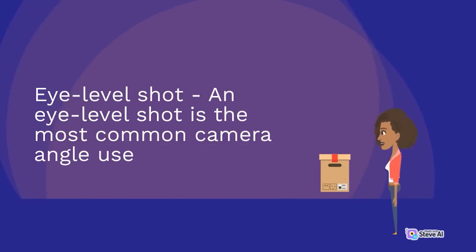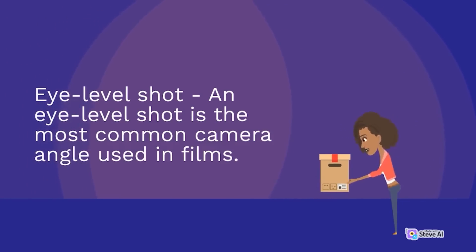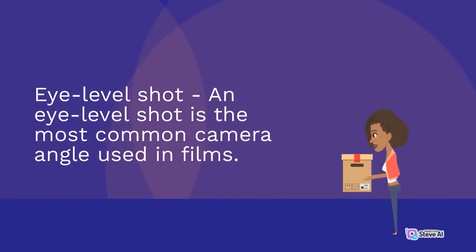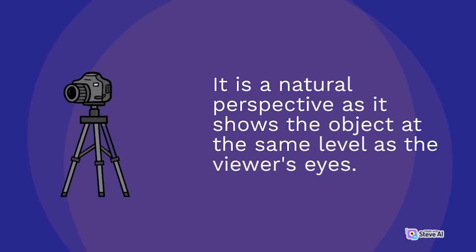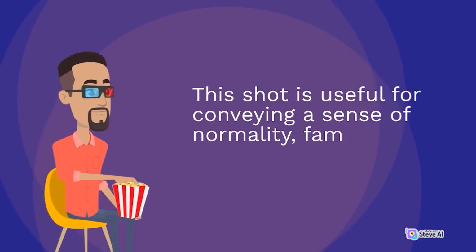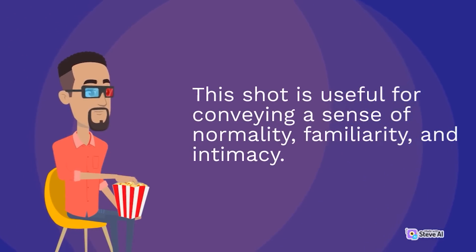1. Eye-level shot. An eye-level shot is the most common camera angle used in films. It is a natural perspective as it shows the object at the same level as the viewer's eyes. This shot is useful for conveying a sense of normality, familiarity, and intimacy.